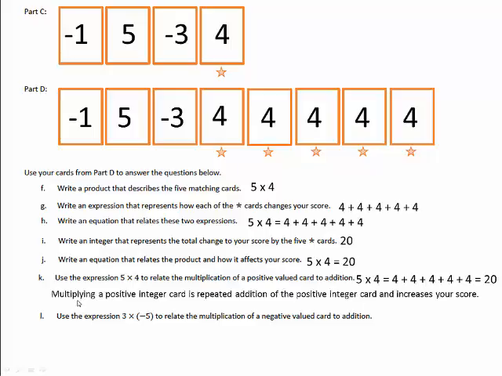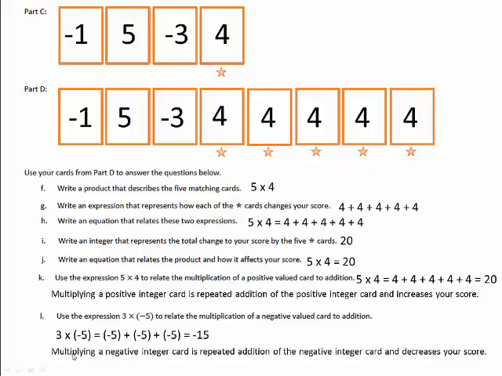Now we can say that multiplying a positive integer card is repeated addition of the positive integer card and increases your score, because the number we get when we multiply 5 times 4 is 20, a positive number. If we look at the same idea with 3 times negative 5, right, and we want to relate that multiplication of a negative value card to addition, we can say that 3 times negative 5 is like adding negative 5 together 3 times, and we get negative 15. So we can say that multiplying a negative integer card is a repeated addition of the negative integer card and decreases your score. In this case, it takes it down by 15.